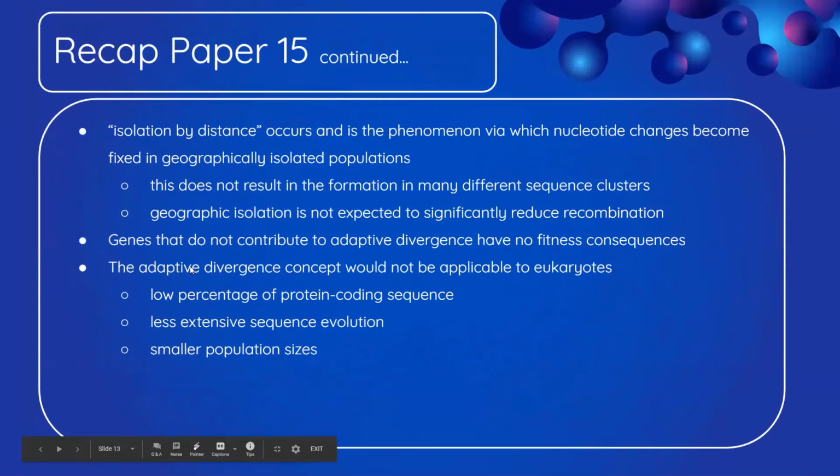To continue, isolation by distance occurs and is a phenomenon in which nucleotide changes become fixed in geographically isolated populations. This does not result in the formation of many different sequence clusters. Geographic isolation is not expected to significantly reduce recombination. It should be noted that the genes that do not contribute to adaptive divergence have no fitness consequences. The adaptive divergence concept would not be applicable to eukaryotes if there would be a low percentage of protein coding sequence, as well as a less extensive sequence evolution and a smaller population size.